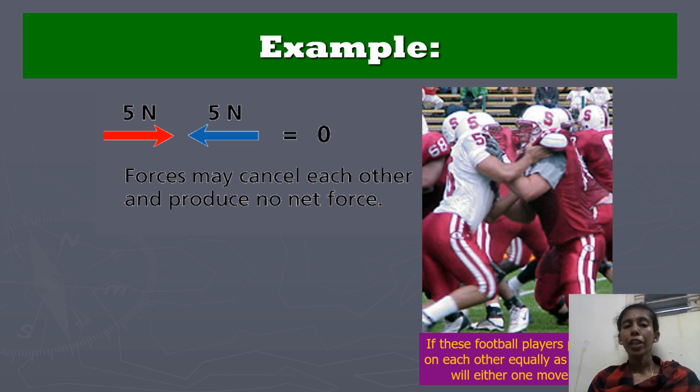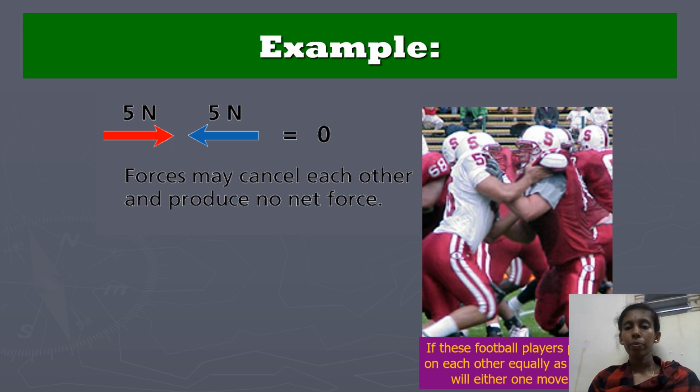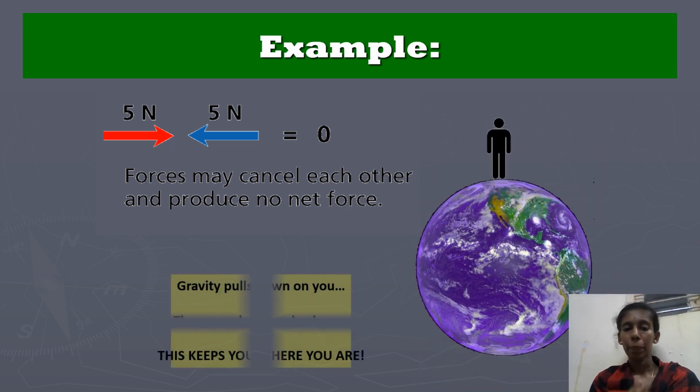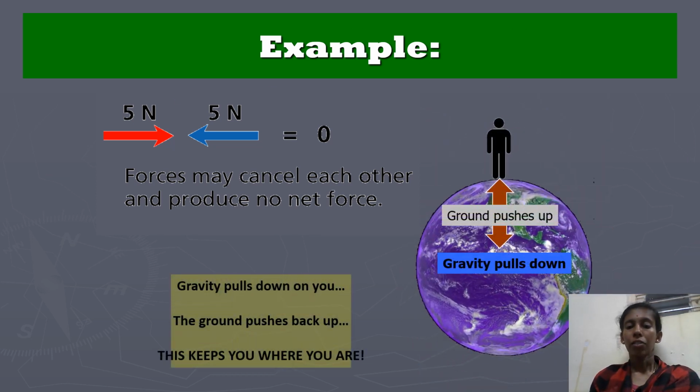Example: 5 Newton force from the right side and 5 Newton force from the left side. The net force becomes 0. Forces may cancel each other and produce no net force. For example, gravity pulls down on you, and the ground pushes back up. This keeps you where you are.